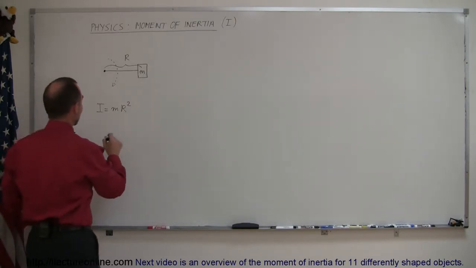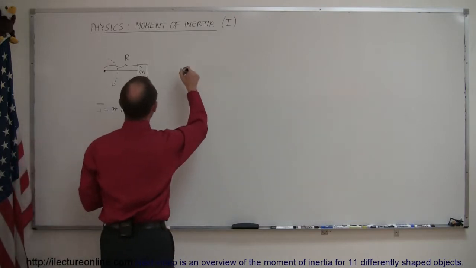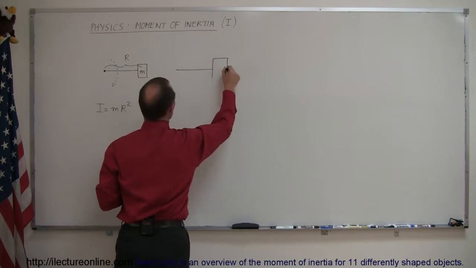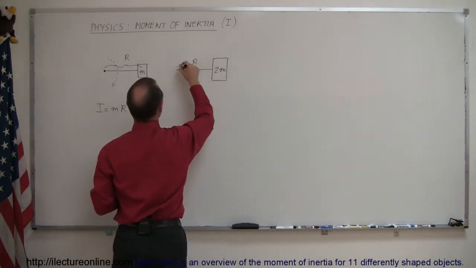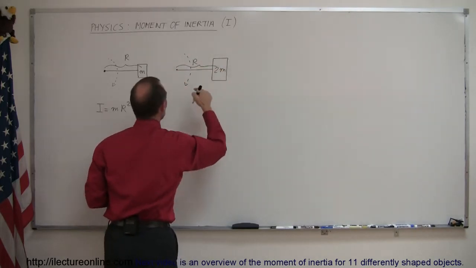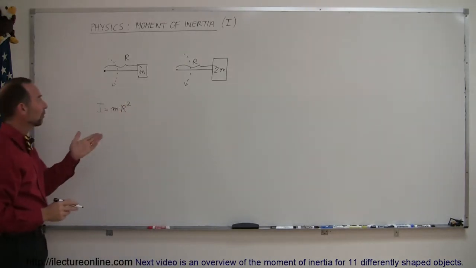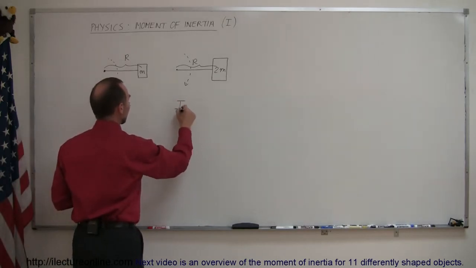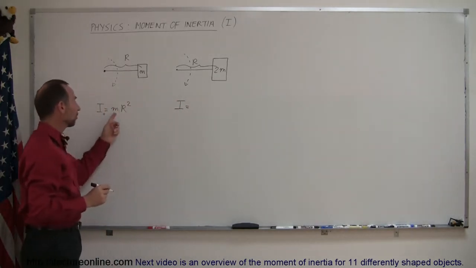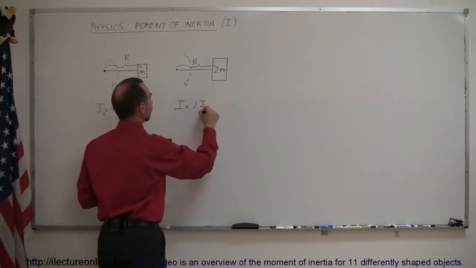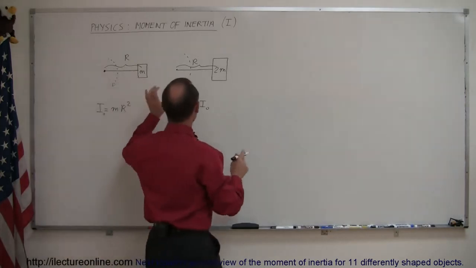So, for example, if I had something like this, where I have twice the mass as before, 2m, and the distance still is r, so this is still the radial distance, like so, and let's say that this thing can rotate. So now we have twice the mass. What is the moment of inertia now? If this was the initial moment of inertia, what is the moment of inertia now? So I is now equal to, since the mass is doubled, twice the original moment of inertia, I initial.